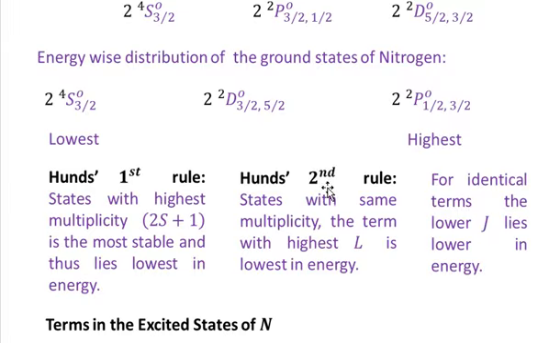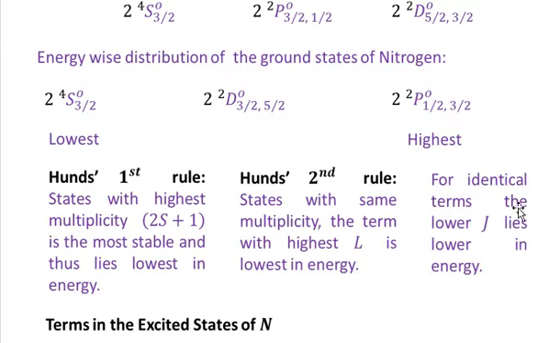Now Hund's second rule states that with the same multiplicity, the term with the highest L is the lowest in energy. So if you have two terms with the same multiplicity, then the term with the highest value of L will lie lower in energy. And of course, the remaining one is the highest in energy.